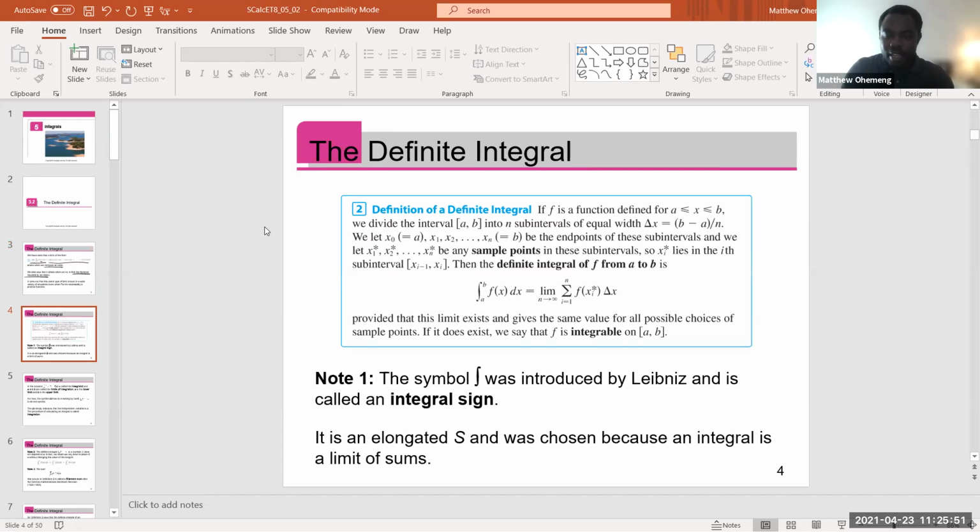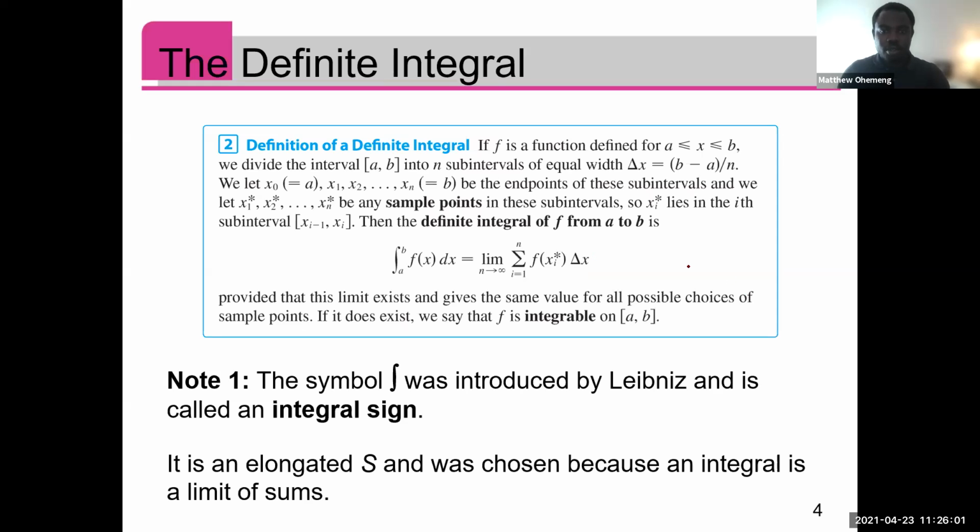So it turns out that this limit of sums is called a definite integral. So let's look at the definition. This says, if f is a function defined on a closed interval from a to b, and we divide this a to b into n sub-intervals of equal width, so that's delta x equal to (b minus a) over n, of equal width.